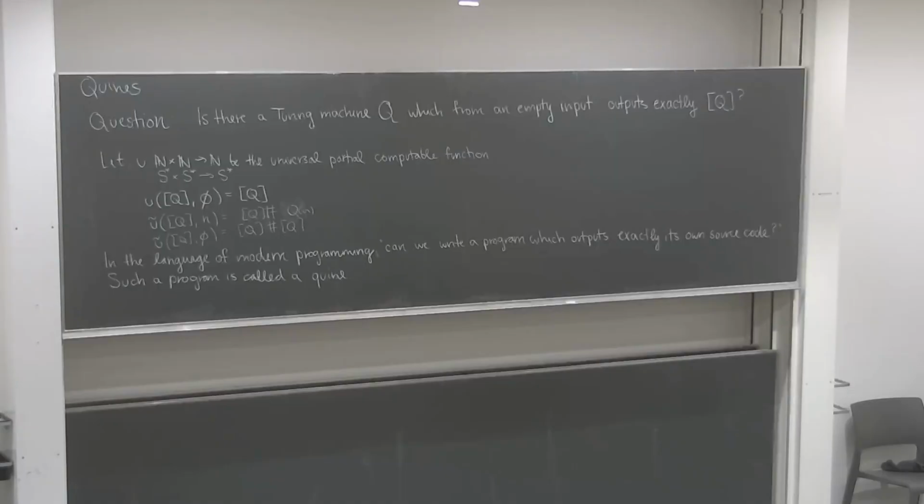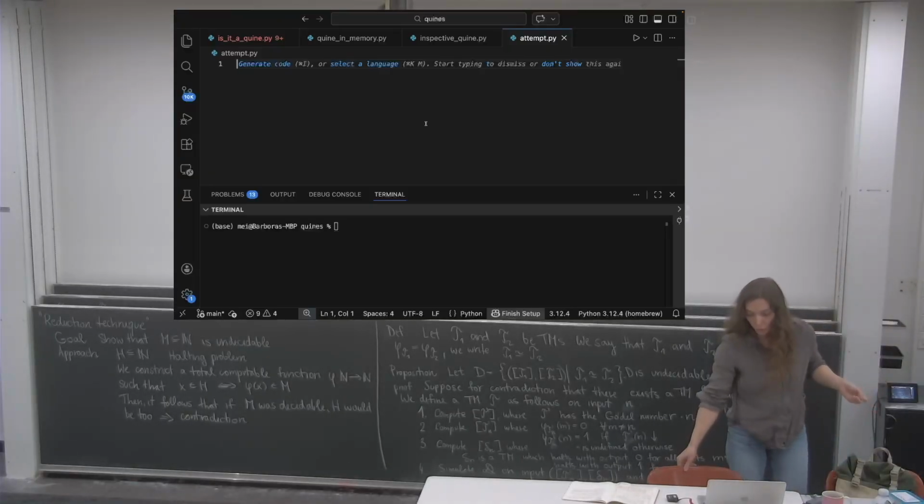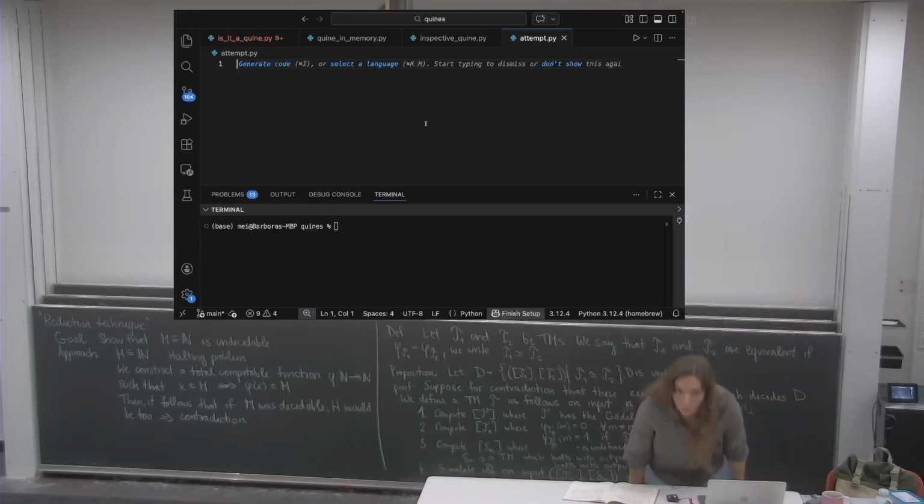Such a program is typically called a Quine. We will write it with a small q, but it's named after a logician whose name was Quine, who was also working on topics of self-reference. So maybe now is a good time to pause and think how we would write such a program, for instance, in Python. That's going to be the language of my choice.